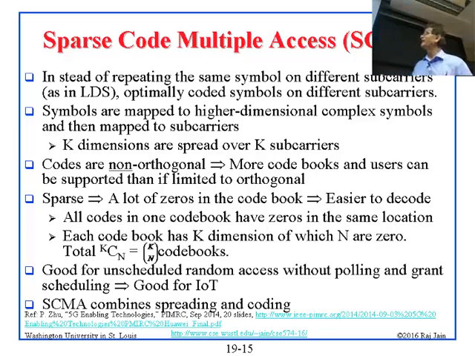Okay? Symbols are mapped to higher dimensional complex symbols and then mapped to subcarriers. Now this is a little bit complex to explain, but basically they go from 2 dimension to 4 dimension and then you come back to 2 dimension. Okay? And that is just very difficult to explain simply unless I go into multi-dimensional things. But the good thing is that the codes are non-orthogonal, and so you don't have to select orthogonal codes.